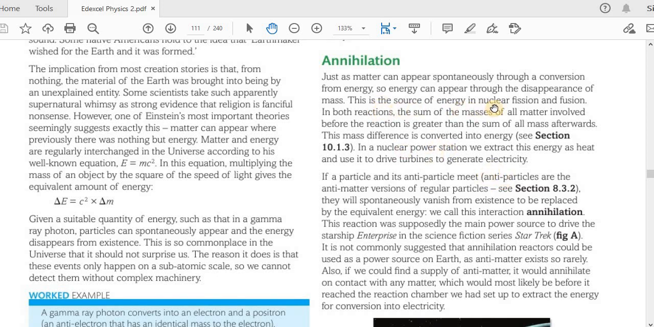Okay, so this is the source of energy in nuclear fission and fusion. In both reactions, the sum of the masses of all matter involved before the reaction is greater than the sum of all mass afterwards. Now why? Because the mass afterwards is less, because some mass was converted to energy. So here again, if you go through this carefully, you can see the mass before is greater than the mass after the reaction. Why? Because some of the mass was converted to energy. So in both nuclear fission and nuclear fusion reactions, we get energy.